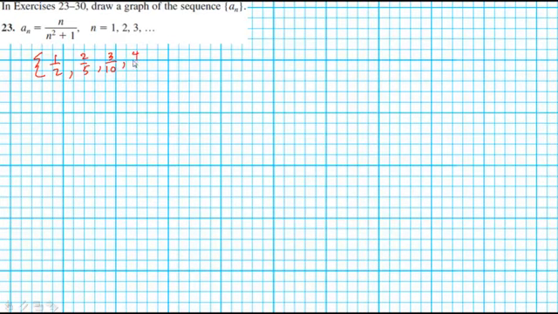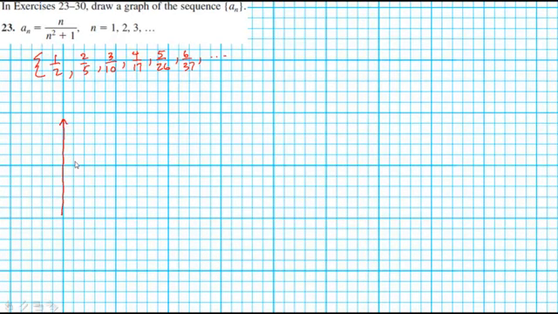Then 4 divided by 17, then 5 divided by 26, and then 6 divided by 37, and so on and so forth. It goes on infinitely. So what does this sequence look like when it's graphed?